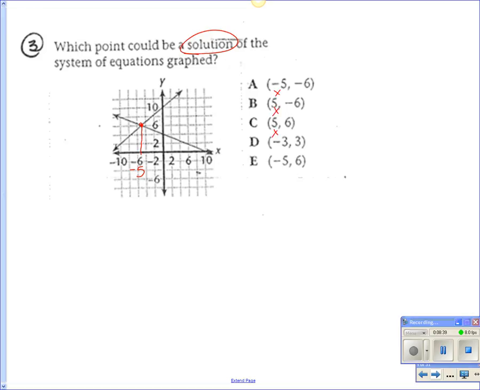What answer choices have -5 in the X spot? A and E. And then I need to go over to the Y. Is that +6 or -6? That's -6. Okay.